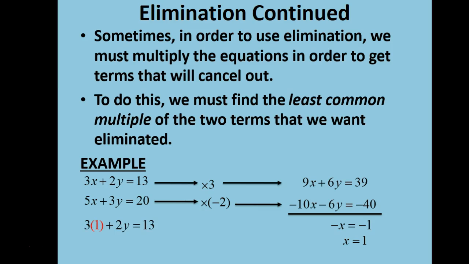We take that and plug it into one of the equations. Here I've chosen the top equation, 3 times 1, which is what x is equal to, plus 2y equals 13. We solve that out by subtracting the 3 that we get from 3 times 1, and get 2y equals 10. And of course, y is equal to 5. So when we solve that, we now have our x and our y solutions. So our solution for the system is 1, 5. X is 1, y is 5.